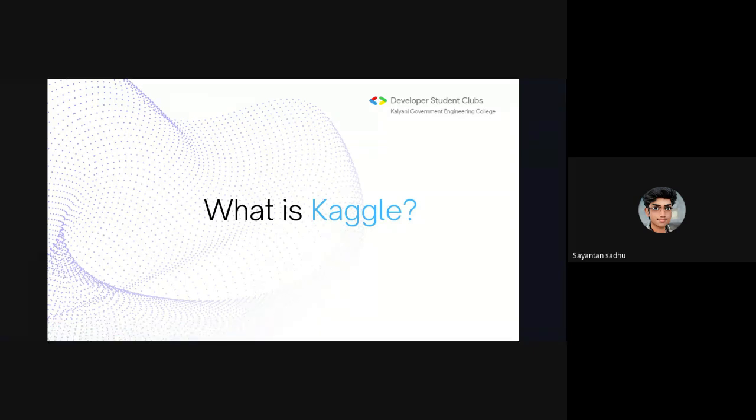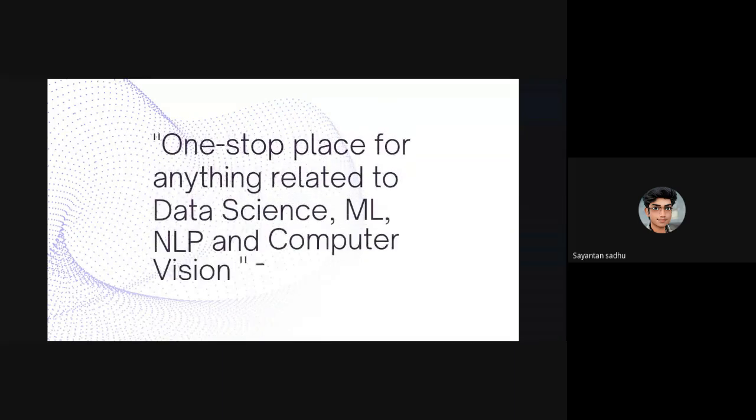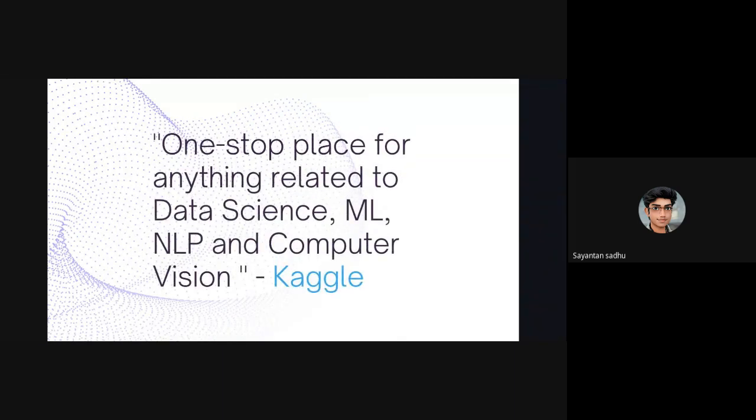So, in case you are intimidated or you are thinking about where to start with all these things, or how to get started with learning machine learning, in that case, Kaggle comes to help you. Kaggle is, you can say, the one-stop place for anything related to data science, machine learning, NLP, and computer vision. In case you don't know, NLP is a field of machine learning which basically deals with text data, and computer vision deals with audio, video, and image data.